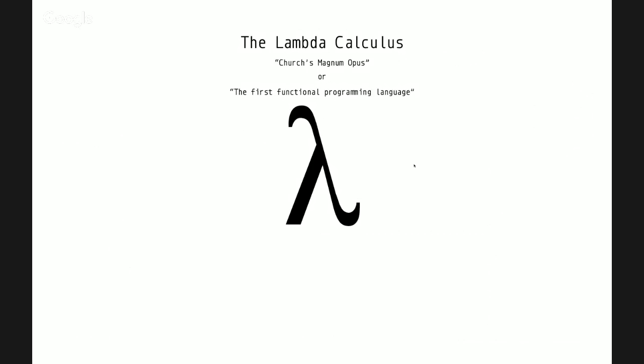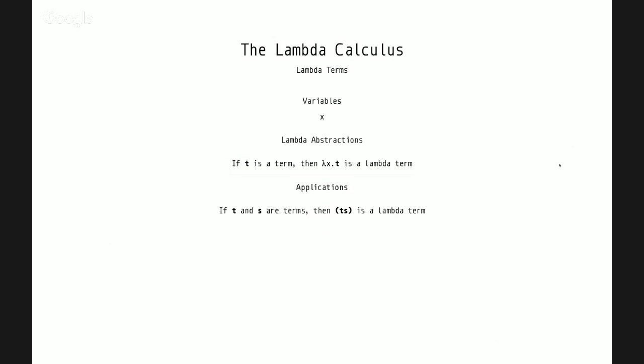I'm going to give you the formal definition first, and then I'll explain it. So the formal definition is, you have a term in the language, which is basically a statement. Your Lambda terms can either be variables, which are basically what they sound like. They're just values that vary. Lambda abstractions, and a lambda abstraction is defined by this rule. If t is a term, then lambda x dot t is a lambda term, and we'll explain what that means in a minute.